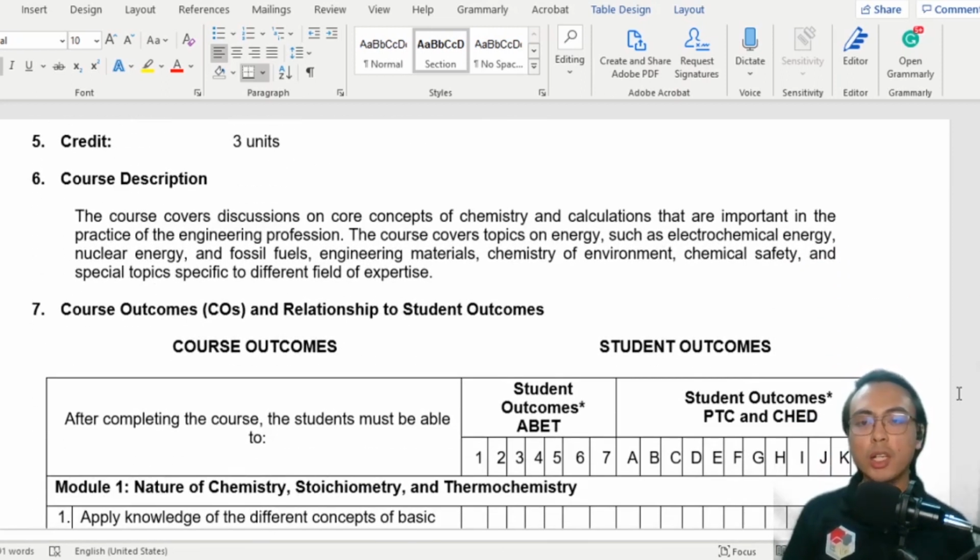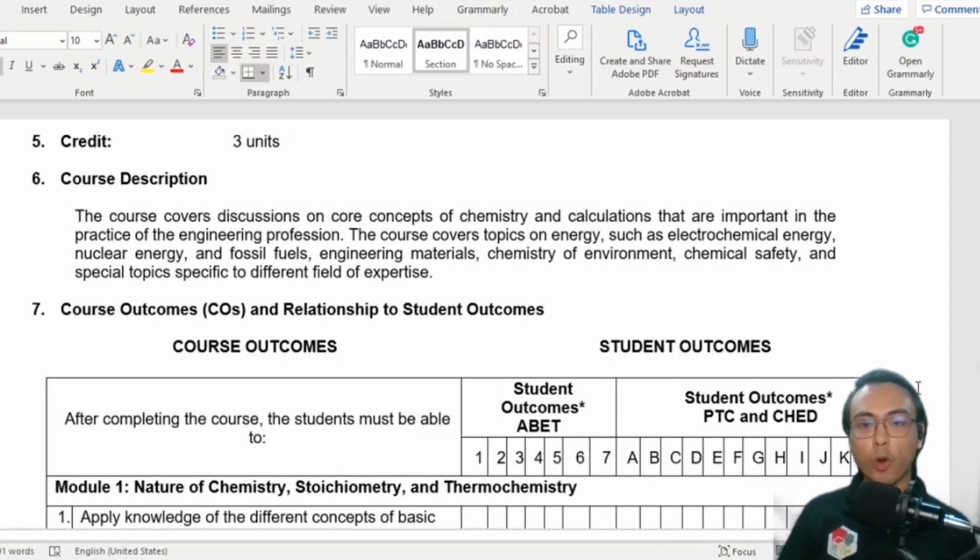Course description. This course covers discussions on core concepts of chemistry and calculations that are important in the practice of the engineering profession. The course covers topics on energy, such as electrochemical energy, nuclear energy and fossil fuels, engineering materials, chemistry of the environment, chemical safety, and special topics specific to the different fields of expertise.